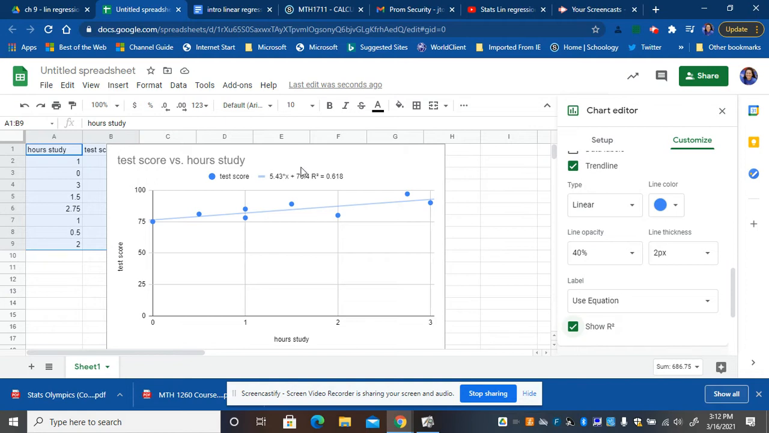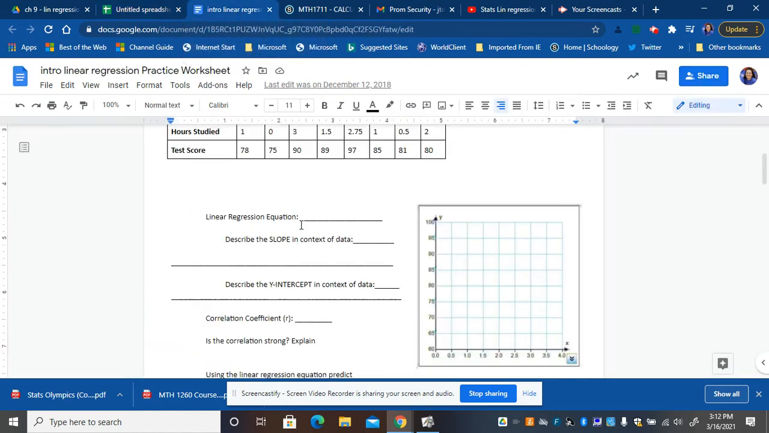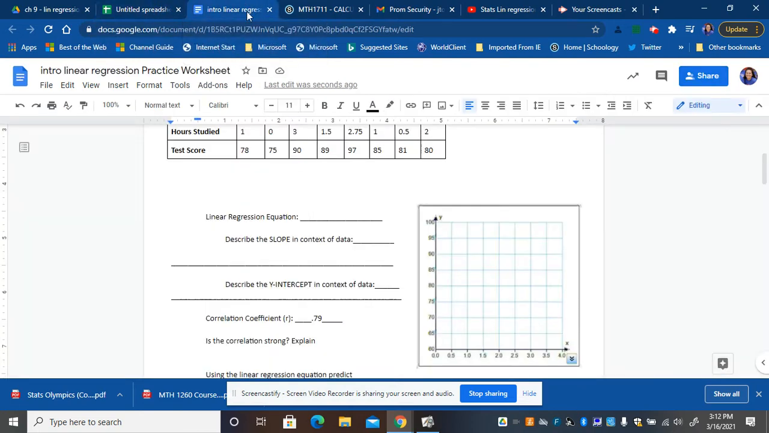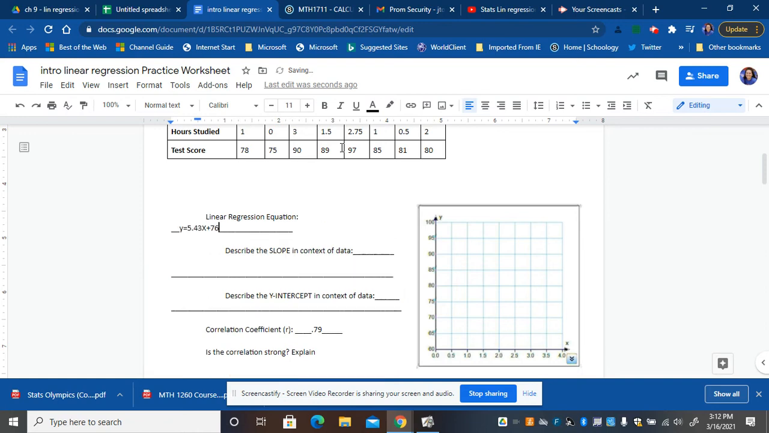And I don't know why in this it shows us R squared but not R. So what you're going to do is you're going to take the square root. So the square root of 0.618. That will be our R value. So 0.79. Okay, so let's go ahead. Our correlation coefficient is 0.79, and our equation is 5.43x plus 76.4. Okay, let's describe our slope in context.